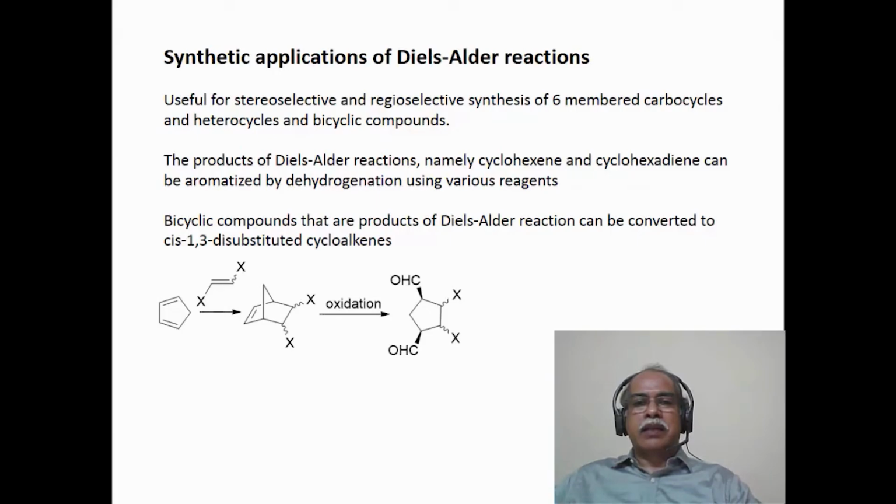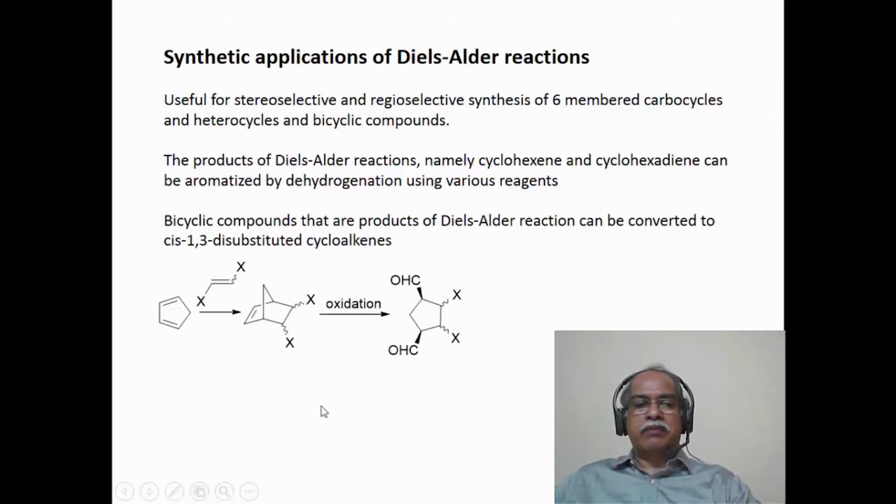Now, the product of Diels Alder reaction, namely cyclohexene and the cyclohexadiene, can be aromatized by dehydrogenation reaction using various reagents. So it is not that it produces only a 6-membered cyclohexene ring. It can also produce a benzene ring by a suitable mechanism of dehydrogenation using various reagents. The bicyclic compounds that are produced by Diels Alder reaction can also be converted into cis-1,3 disubstituted cycloalkenes.